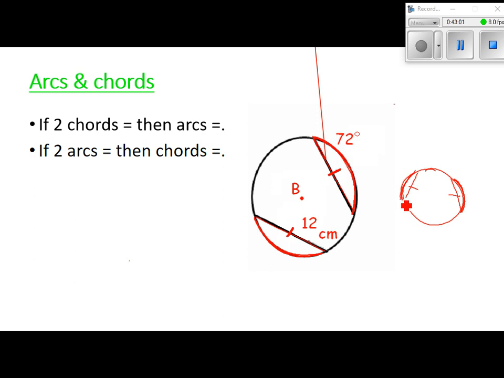And it works the other way around too. If we know that these two arcs are the same, so they're telling us this arc out here is 72 degrees, if we know that this arc is 72 degrees, then that means these two chords would have to also be the same length.